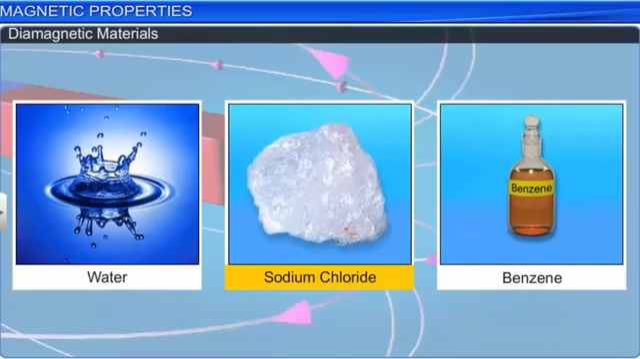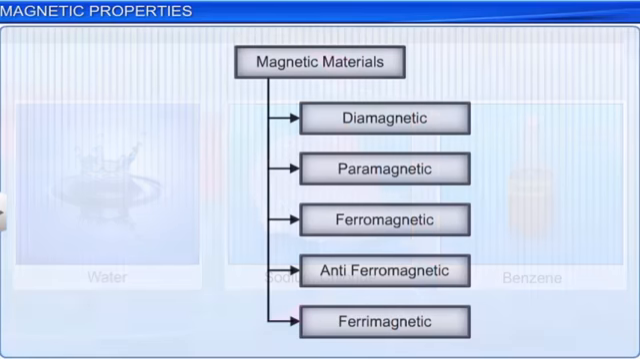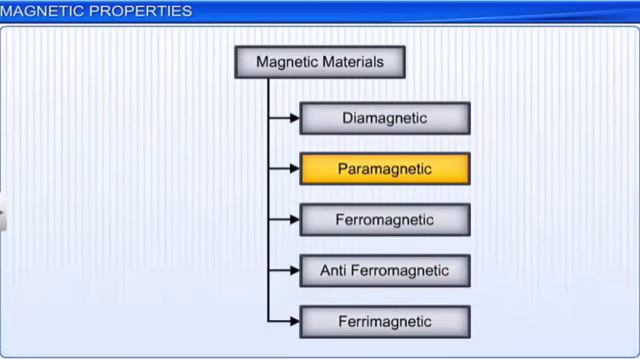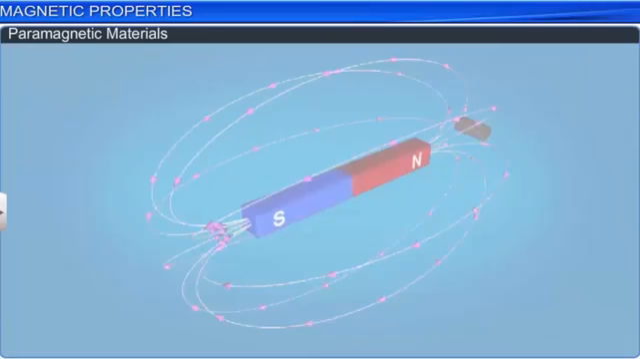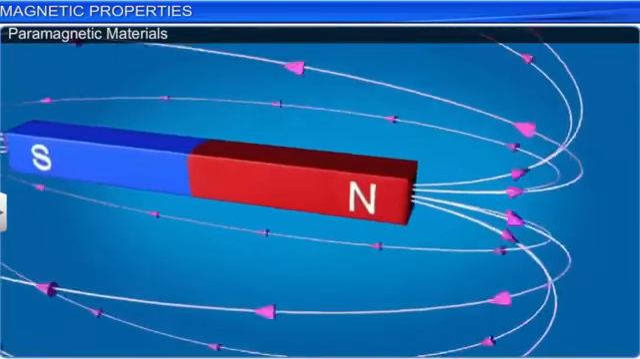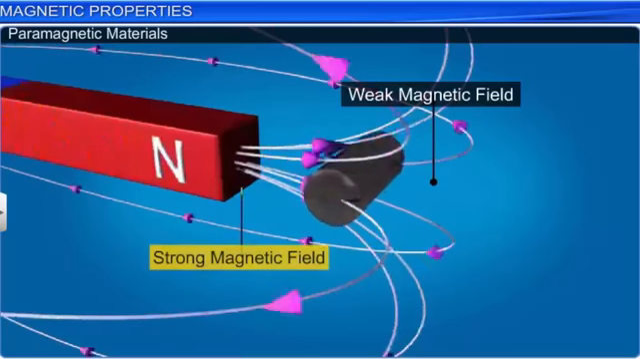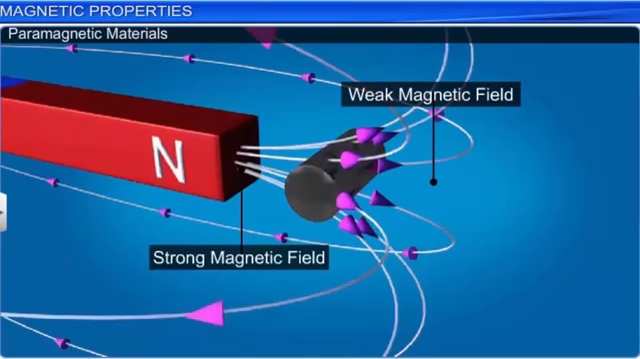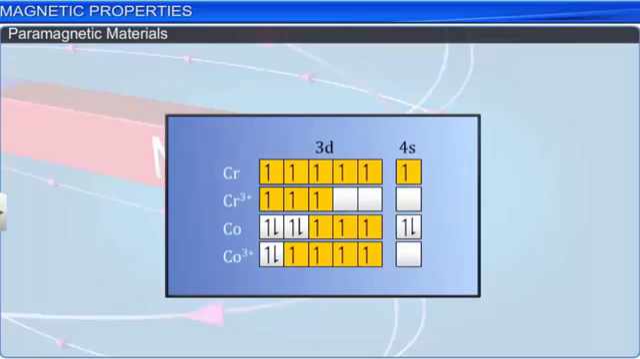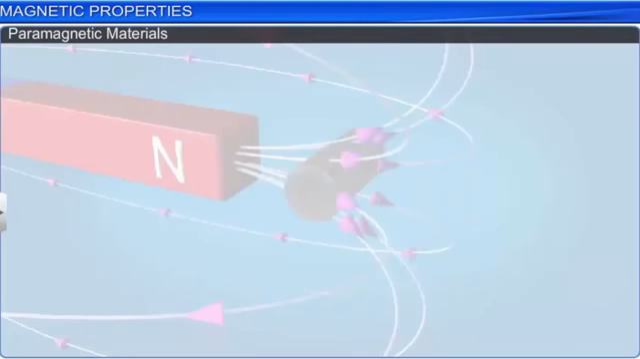Let's look at paramagnetic materials. Paramagnetic materials are materials that are weakly attracted by magnets. When a bar of paramagnetic material is placed in a non-uniform external magnetic field, it tends to move from a region of weak magnetic field to a region of stronger magnetic field. Paramagnetism is due to the presence of one or more unpaired electrons, which are attracted by the magnetic field. Some examples of paramagnetic materials are Fe³⁺, Cu²⁺, and Cr³⁺.